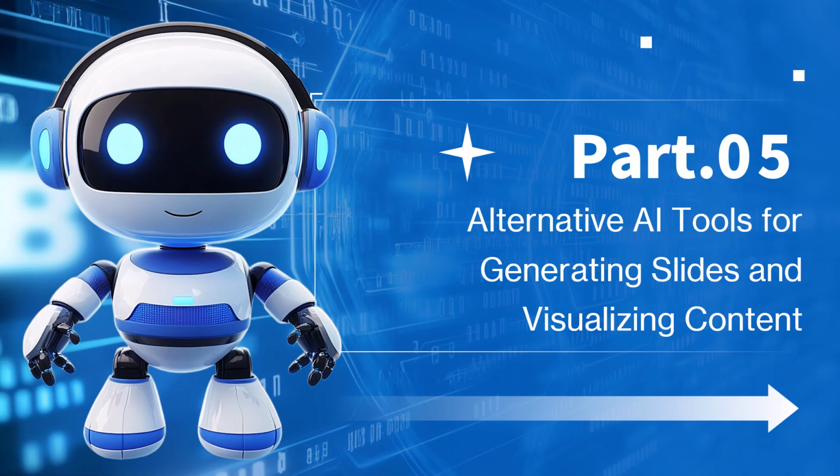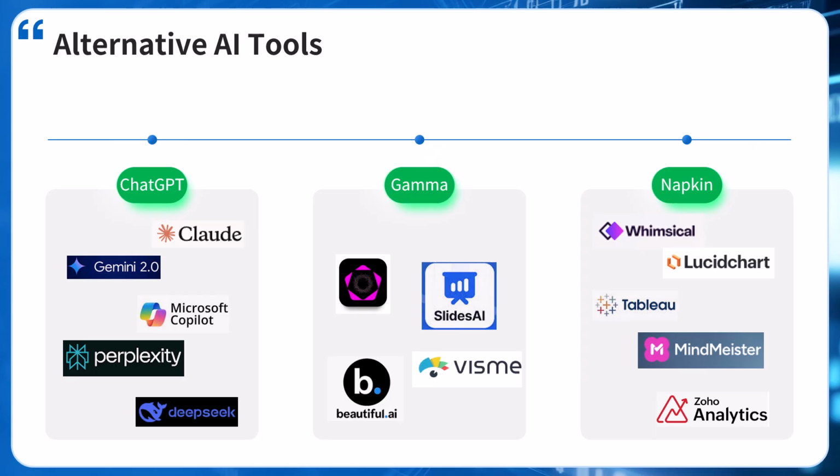So far, we've explored three core AI tools: ChatGPT, Gamma AI, and Napkin AI. Each supports a different part of the teaching workflow, from content generation to slide design to visual concept mapping. But the landscape is much broader than that. This slide gives you a visual overview of some powerful alternatives you can explore based on your needs or preferences.